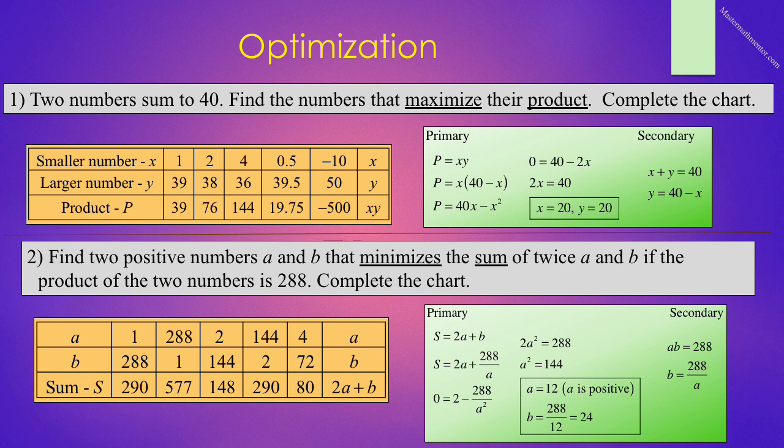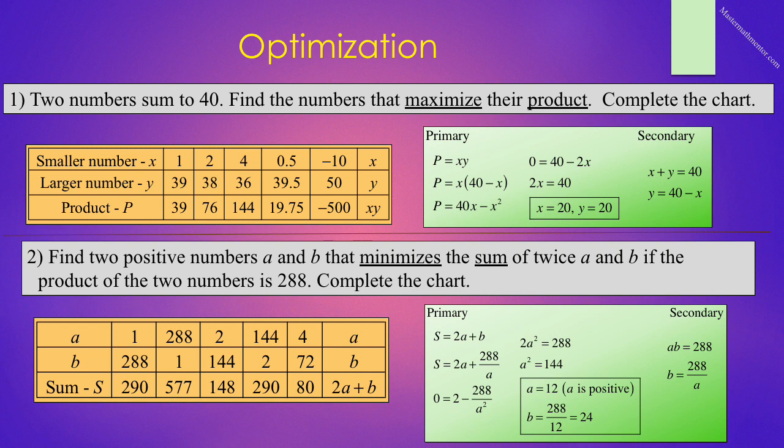We then solve for one of those variables, and it is probably easier to work with b because with a we'd have to double it. So b is equal to 288 over a. Going back to the primary, we get s is equal to 2a plus 288 over a. Taking the derivative, we get 0 equals 2 minus 288 over a squared. And that gives us 2a squared is equal to 288, and a squared is equal to 144. And because a is positive, a equals 12. Therefore, b is 288 over 12, which is 24.